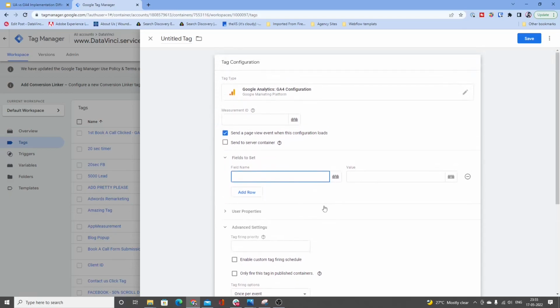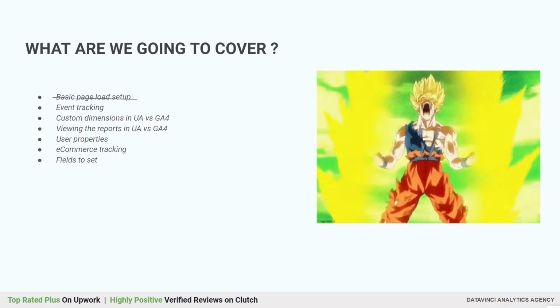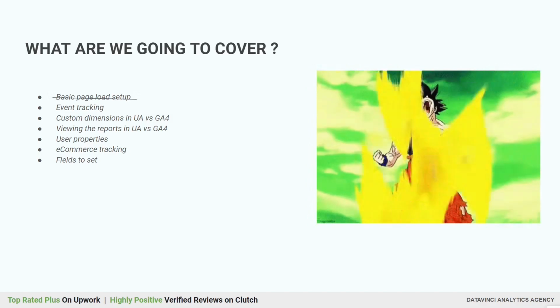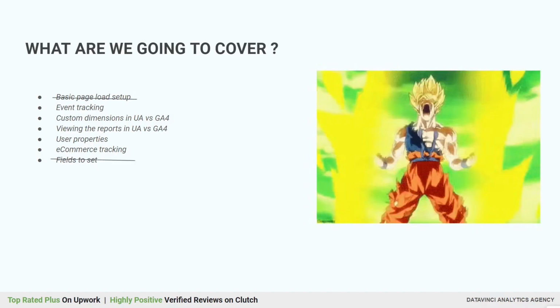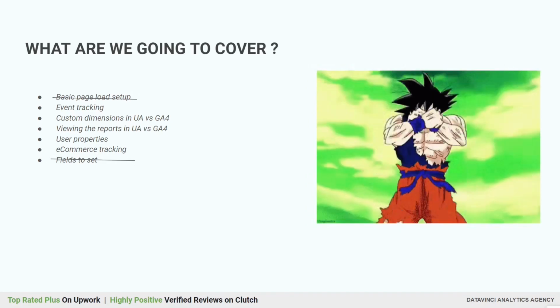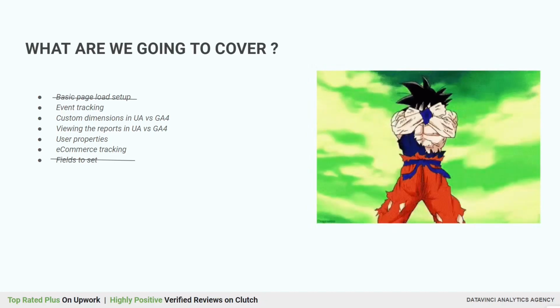All right, so that's the basic difference when it comes to Universal Analytics versus Google Analytics 4 in terms of page view setup. The trigger is going to be same as I just said earlier. So we have learned basic page load setup, how it's different in UA versus GA4, and this was something that I was supposed to cover at the end of the video, but I've already covered.